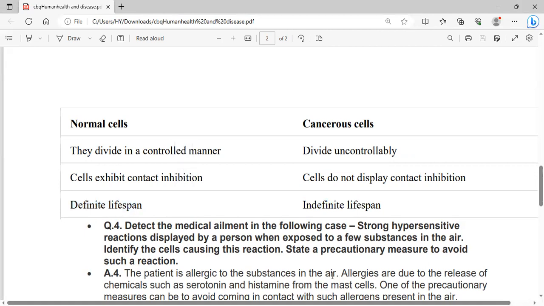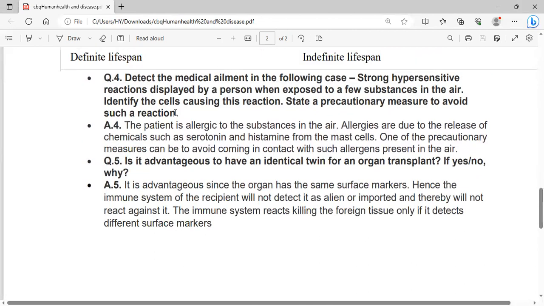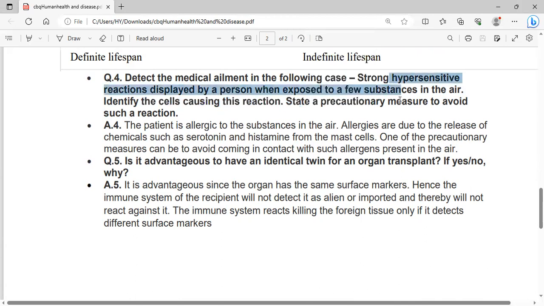Detect the medical element of the following case. Strong hypersensitivity is seen in a patient, displayed by a person when exposed to a few substances in the air. So this is a condition which is given. State a precautionary method to avoid such reactions. That a person is strongly hypersensitive to any substance present in the air.